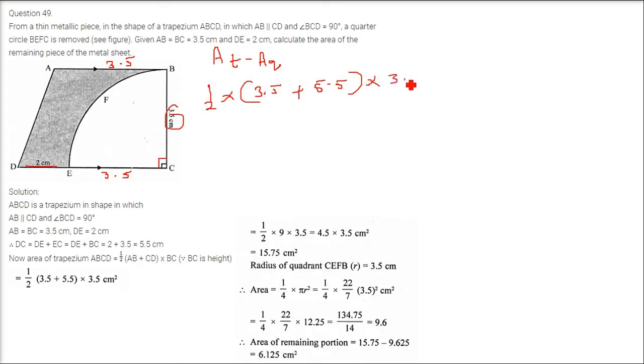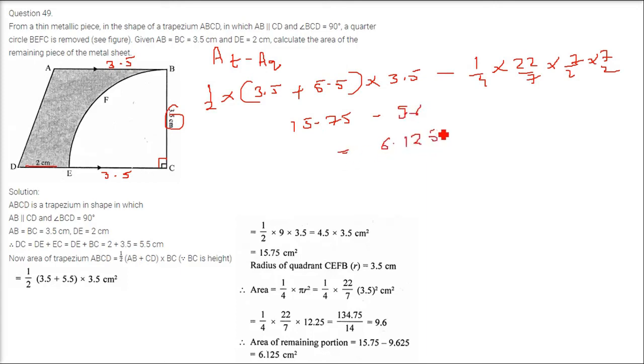It is 3.5, and we have to subtract the area of the quadrant. We know that it is 1 by 4 pi r square. R is given as 3.5, so you just write it as 7 by 2. This is what you have to do. So when you compute, this will be 15.75. When you compute this, it is going to be 9.6, and the difference will be 6.125 centimeters square.